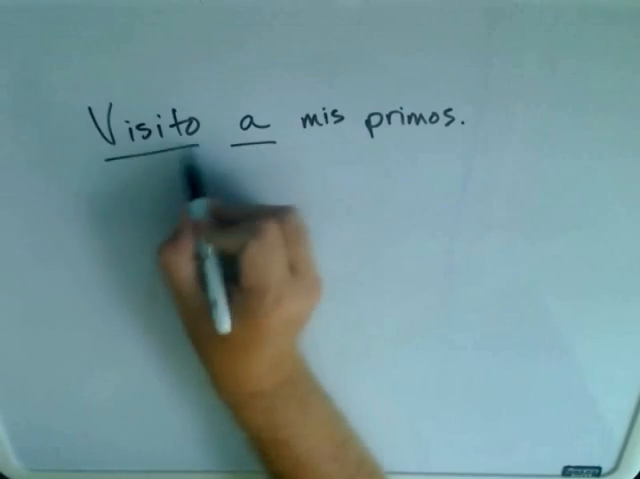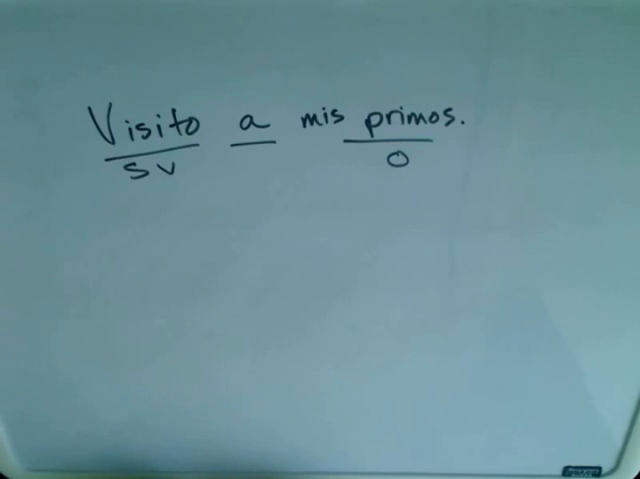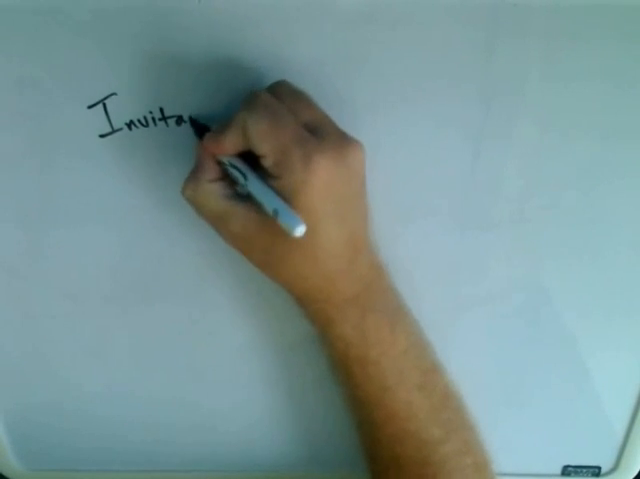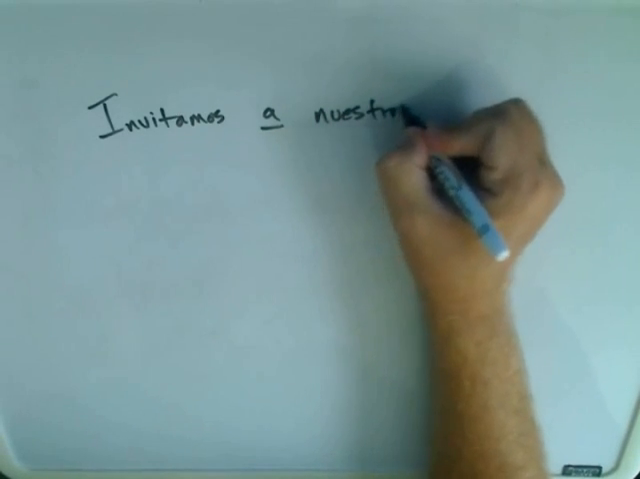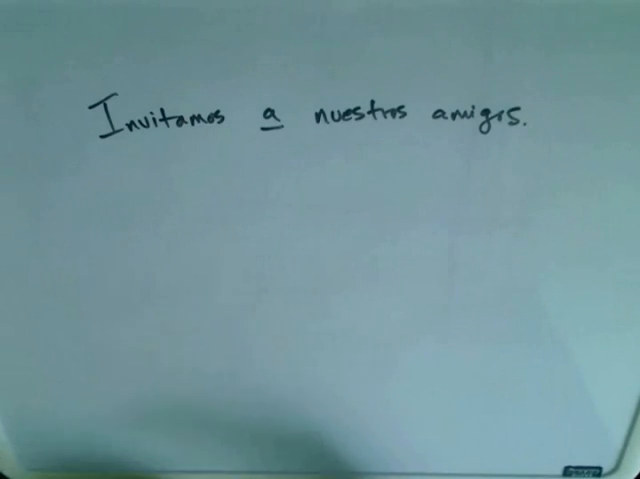We have our subject and verb, and we have our direct object, but since it refers to a specific person, we have to use the a personal in Spanish. There really is no equivalent in English. You wouldn't have anything. Another example: who did we invite? This can be in any tense. In this case, we have a past tense. Who did we invite? Well, we invited our friends. Invitamos a nuestros amigos. Hopefully you can see my handwriting there. Invitamos a nuestros amigos.